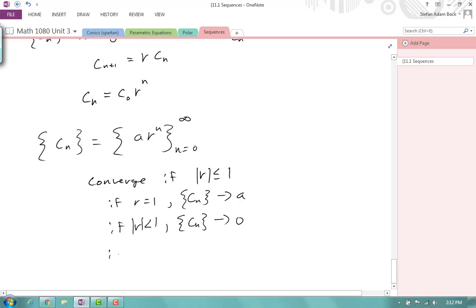However, if r is larger than 1, then we're basically taking a number larger than 1 and multiplying it a whole bunch of times, and it's just going to keep getting bigger and bigger and bigger. So we'll say C sub n diverges.